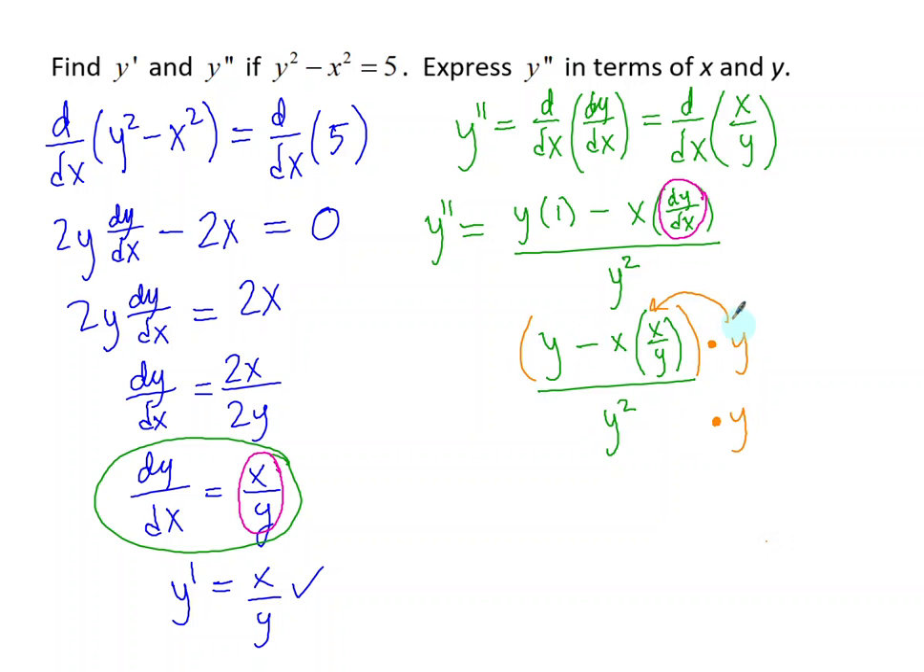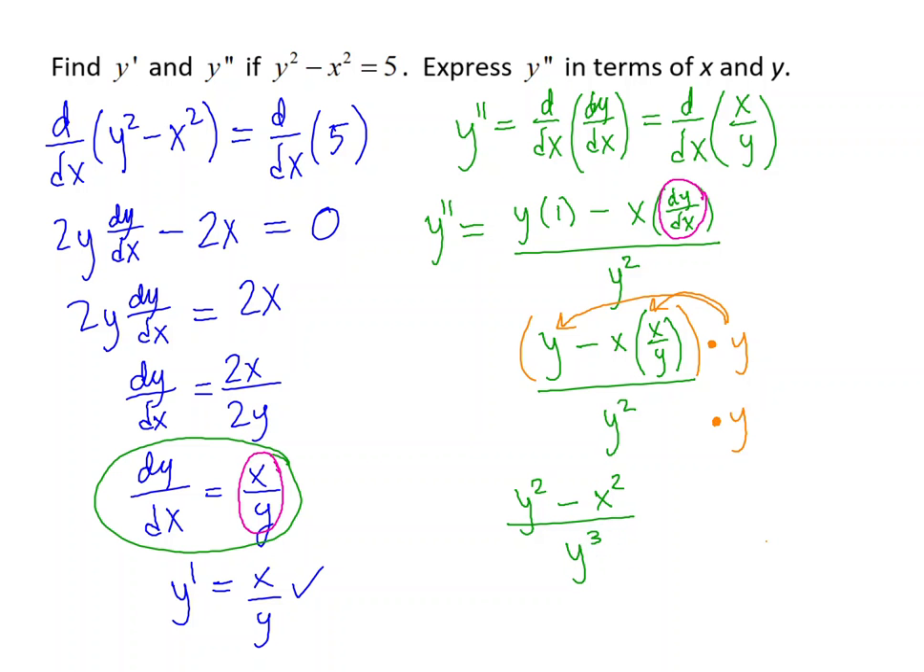We need to distribute this y. So what does that make? Y times y, y squared, minus x times x is x squared, and the y divided by the y makes 1. So there's no more y for that second term. Y squared times y is y cubed. Now this is definitely a cleaner answer.